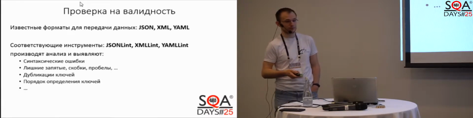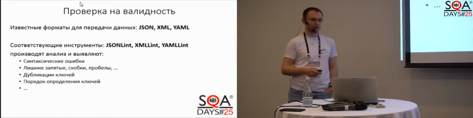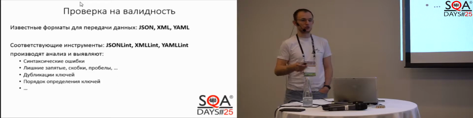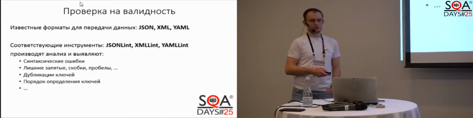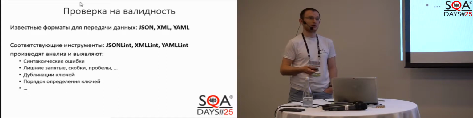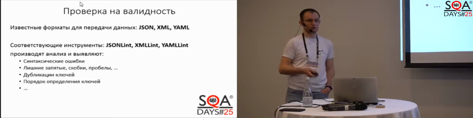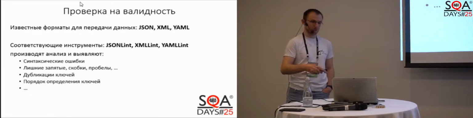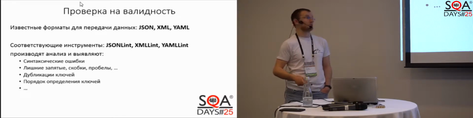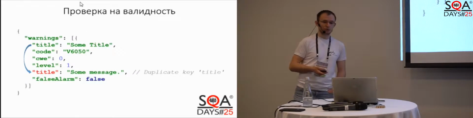Validity checker. If your application works with information, you need to spend a lot of time to process data, to transmit data. And there are well-known formats like JSON, XML, YAML. You're going to work a lot with the data, so you need to automatically check their validity. For this purpose, there are various instruments, such as special instruments for JSON, XML, YAMLint, which can analyze the incoming data and come up with mistakes, syntactic mistakes, braces, spaces, keys.